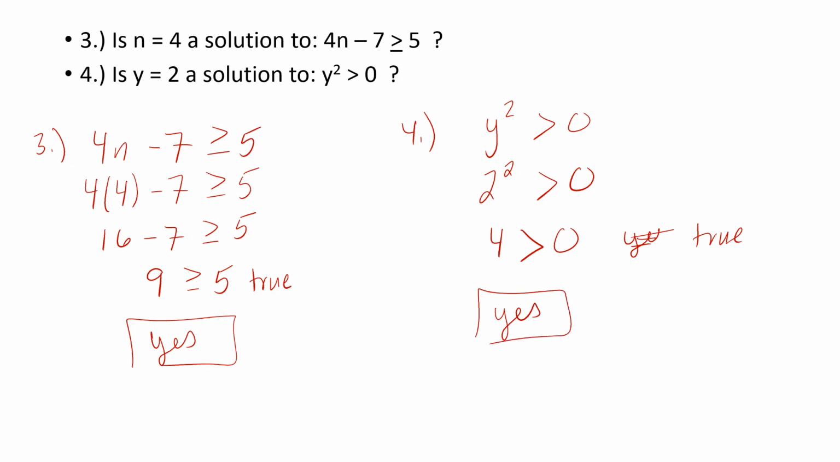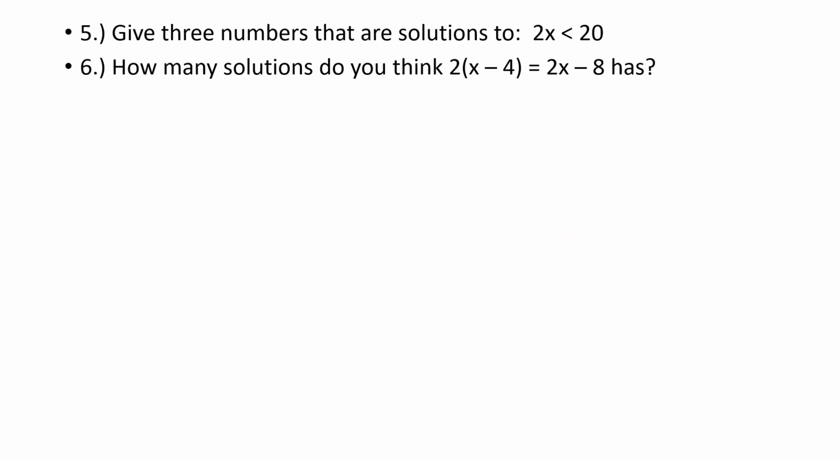Okay, same principle at work, just with an inequality instead of an equal sign. Now, these are a little bit more open-ended questions. So I love these kinds of questions because they get you to think a little bit harder. You're not just replicating some steps. Those kinds of problems are important to solidify our definitions. But question 5 says, give 3 numbers that are solutions to 2x is less than 20.